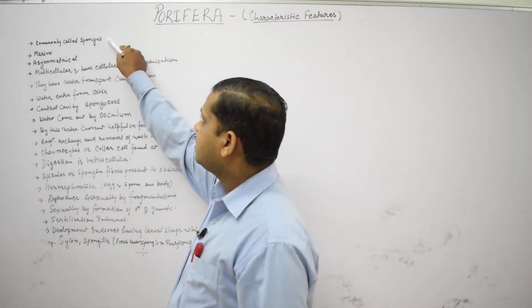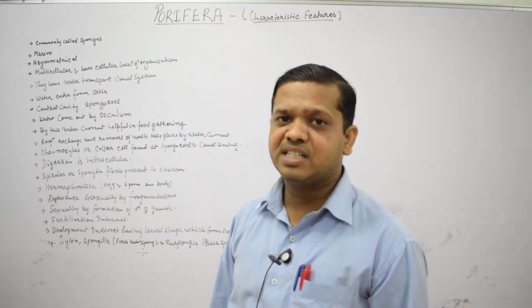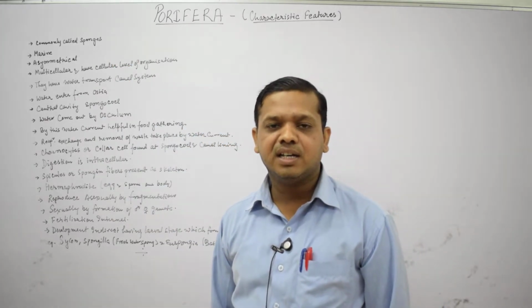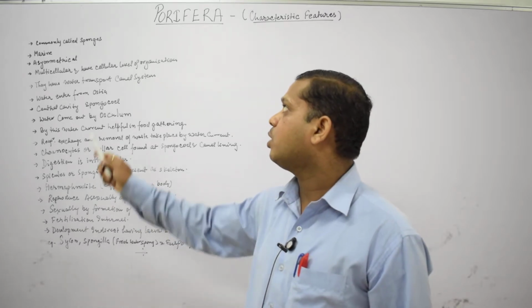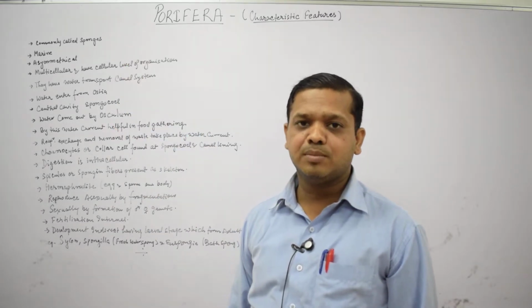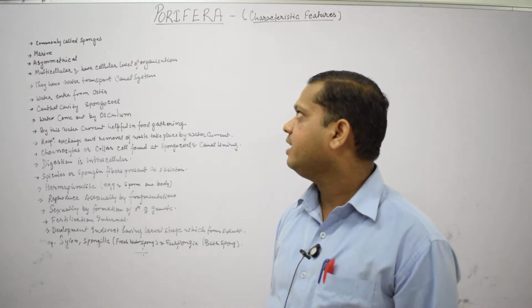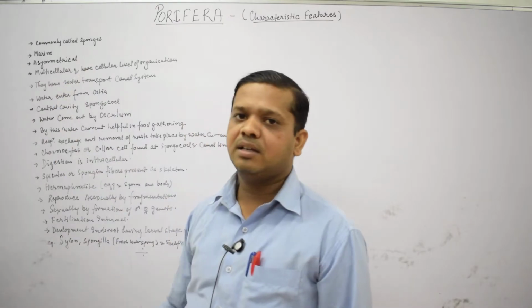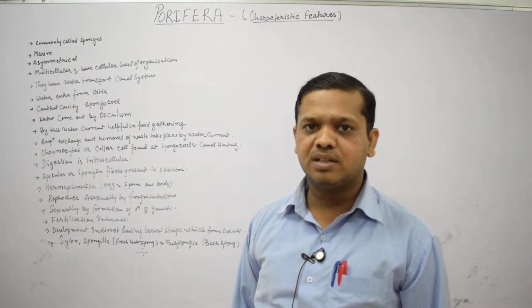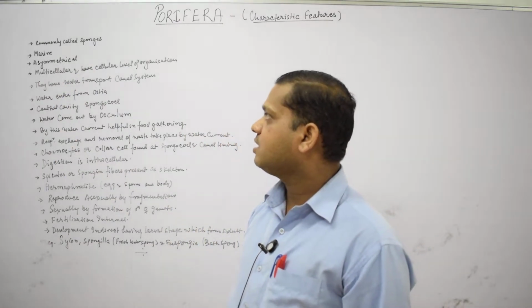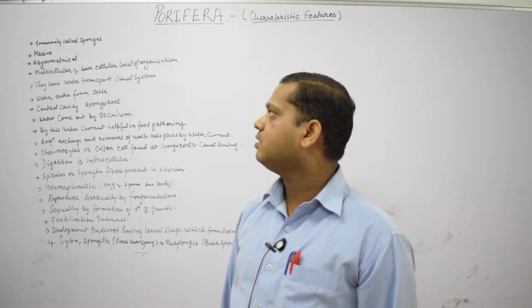First of all, we will see that they are commonly called sponges. Animals of this phylum are commonly known as sponges. They have pores in their body, and second, they are marine. They are found in water, marine water. So, this is a second important feature of this phylum.